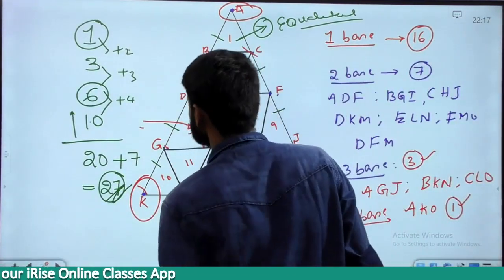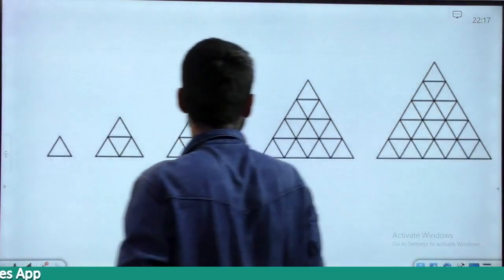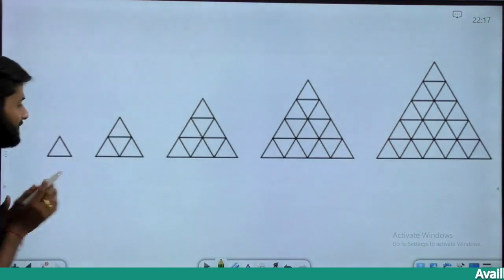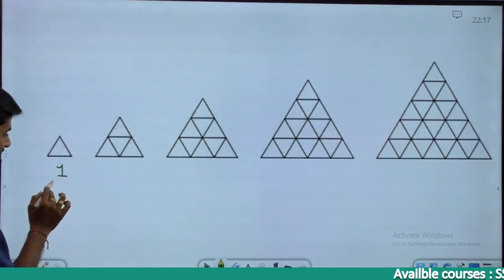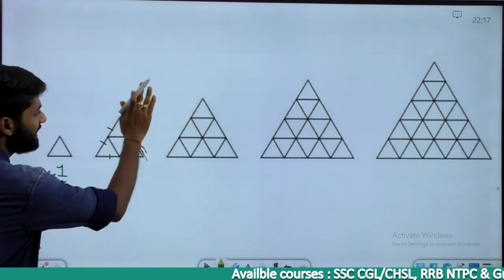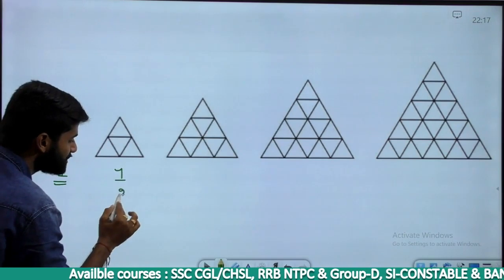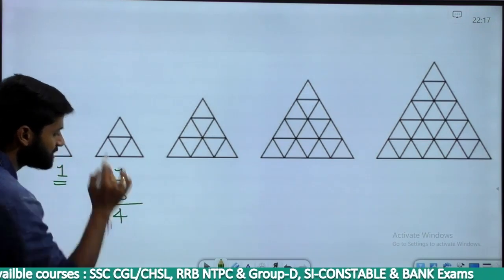Okay, let's see the question. For example, these different figures are given. Give me the total number of triangles in the given figure. So this is 1 base, that's why the answer is equal to 1. In this figure we know that this is an equilateral triangle. If it is an equilateral triangle, we should add the numbers 1 and 1 plus 2 is equal to 3. The total resultant is equal to 4.